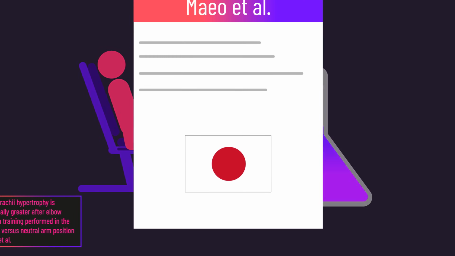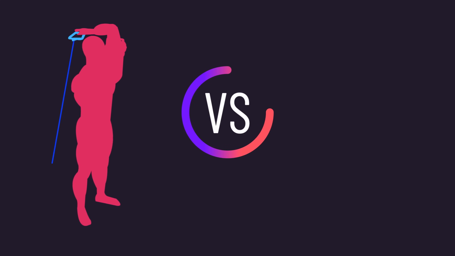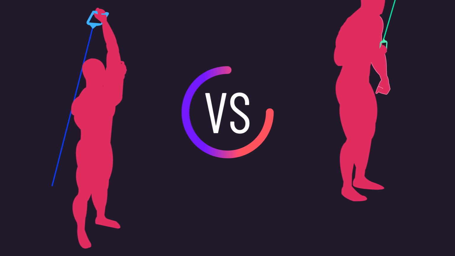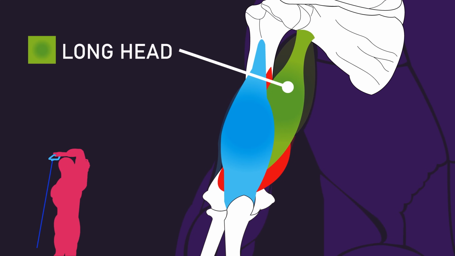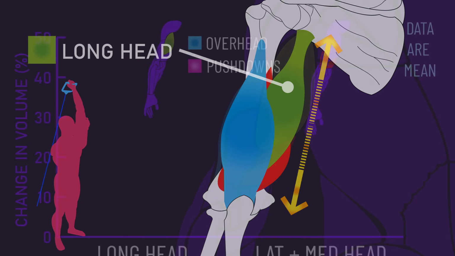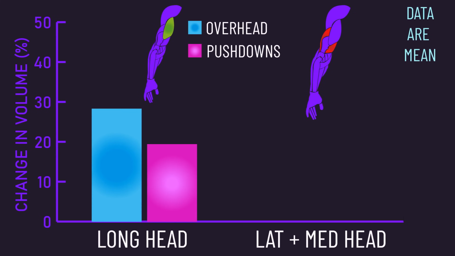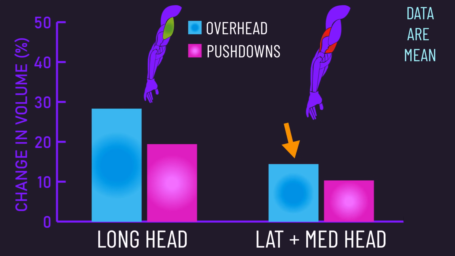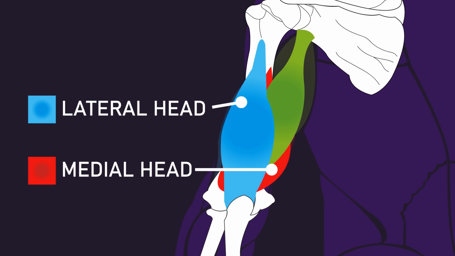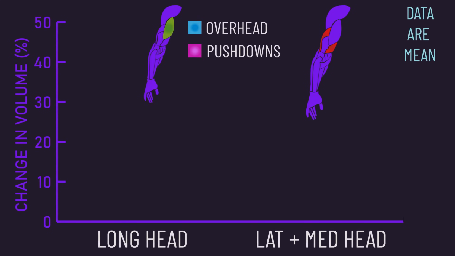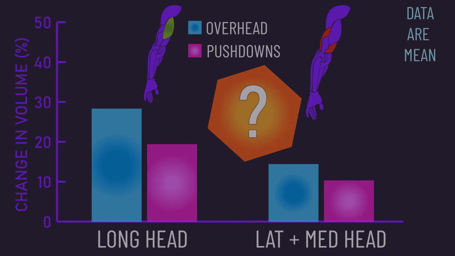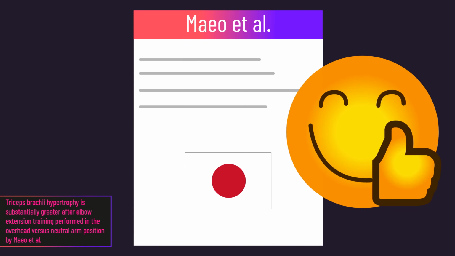Another Japanese paper this year compared triceps hypertrophy between overhead extensions and pushdowns. Due to the long triceps head anatomy, this muscle would be stretched with overhead extensions, and the researchers found long head triceps growth was greater with overhead extensions. Fascinatingly, the overhead extensions also grew the combined medial and lateral heads more. In theory, these muscles wouldn't be stretched any more with overhead extensions versus pushdowns, so it's not mechanistically clear why this occurred. In any event, this Japanese study was overall really awesome.